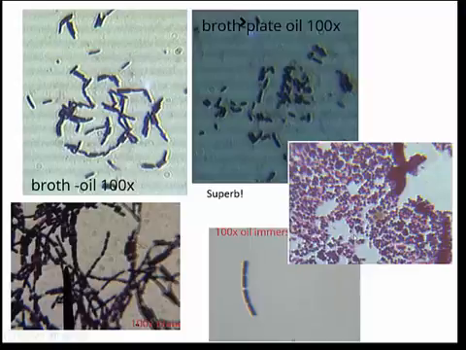The other thing is, it depends on how old your culture is. So if your plate or your broth was old, you're going to get this no matter how good you are, right? So I don't worry about that. And now look at this. This is gold, right? Look at that. 1, 2, 3, 4 bacillus cells all together for this streptobacillus. That is such a beautiful image.